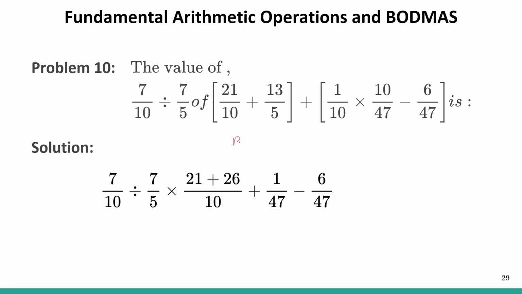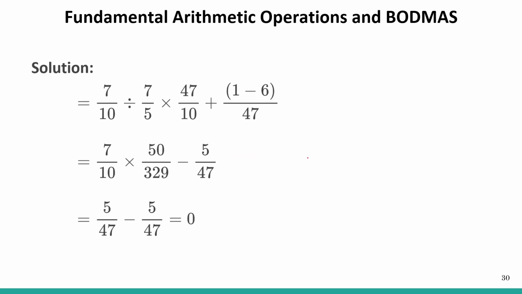So what we do? We remember the BODMAS rule. In the BODMAS rule, we try to remove the bracket first. These are the innermost brackets, we remove them first. Then we go for exponents, then divisions, then multiplication, addition, and then subtraction. After removing the brackets, we are left with this term here. And after removing the exponent and division part, what we are left with is this one here, 7 by 10 into 50 by 329 minus 5 by 47.